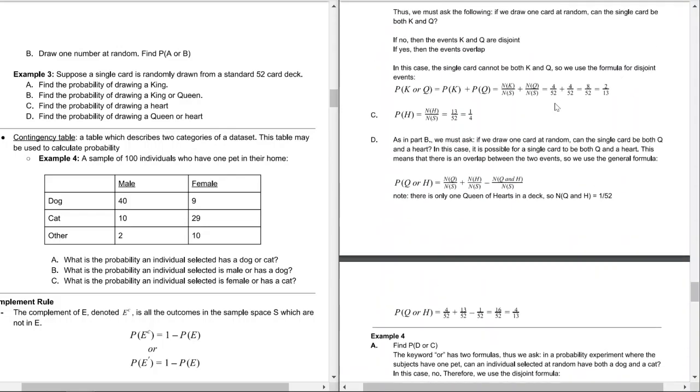So by using the formula, here we have the probability of queen or heart. Okay, so that's going to be the number of queens. There's 4 queens out of 52 cards, plus the number of hearts. There's 13 out of 52. Okay, and then here we have minus the overlap, where we have 1 overlap, 1 queen of hearts out of 52, and that simplifies to 4 out of 13.